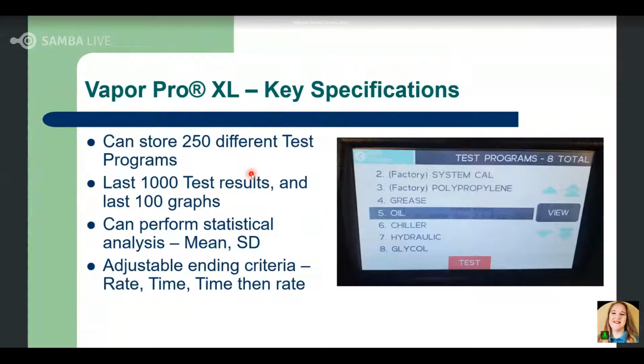So every time you get a result in Vapor Pro, it also gives you a graph. And so it will store your last 1,000 test results and your last 100 graphs, which is great to go back if you need a clarification of something. It also is able to perform statistical analysis like mean and standard deviation, which can be super helpful. And it's very adjustable. So you're able to adjust your ending criteria. Do you want it to end on your rate, on your time, on time then rate? So it's a very customizable instrument, which is great.